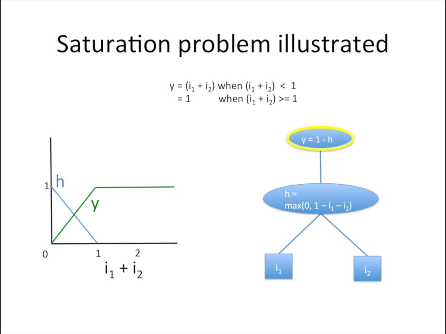Consider the simple network shown. There's a hidden unit h, which computes max of 0, 1 minus I1 minus I2, and there's the output neuron y, which is 1 minus h. The functions computed by h and y are also shown on the left.